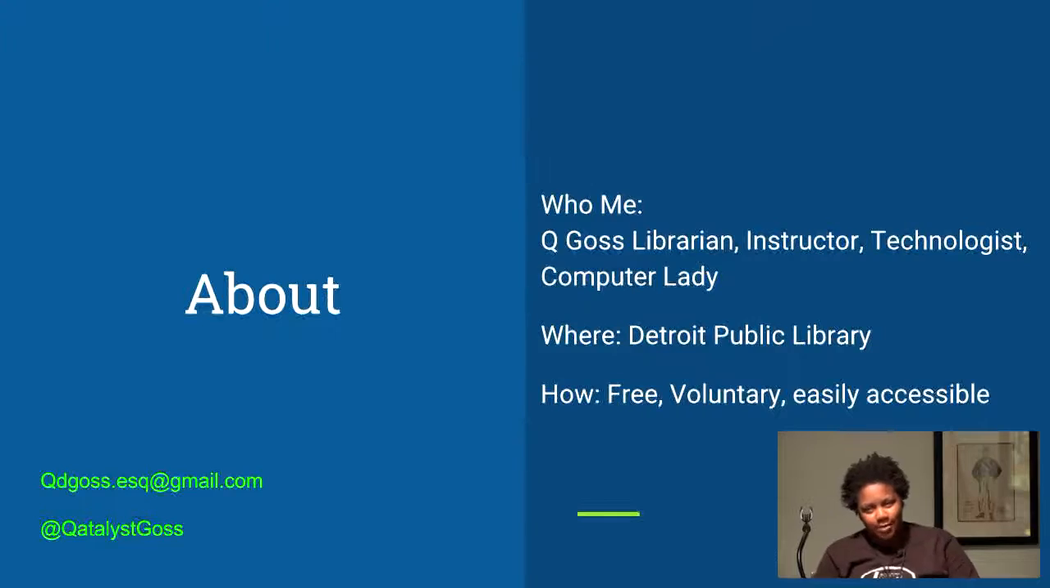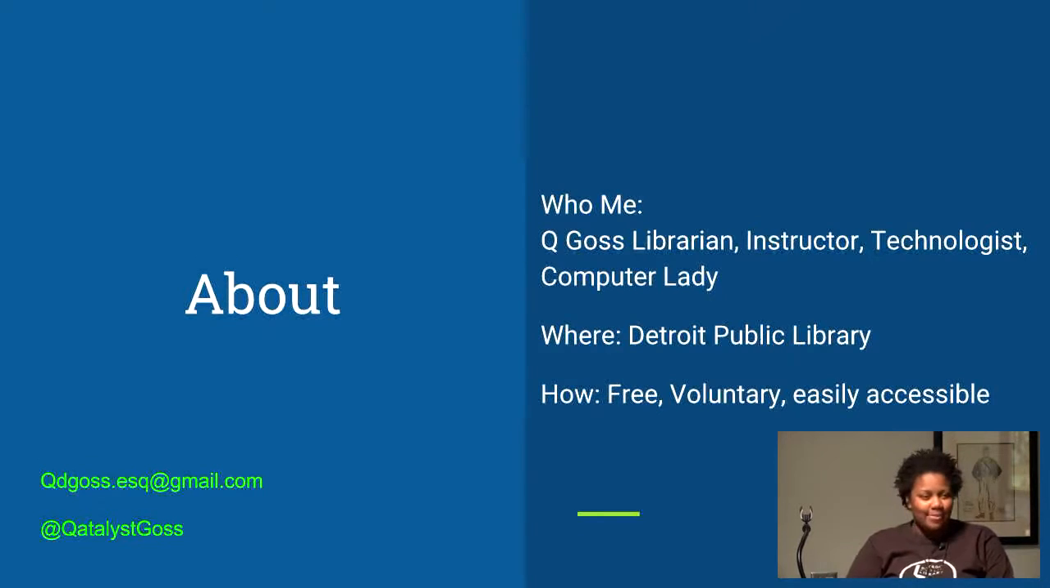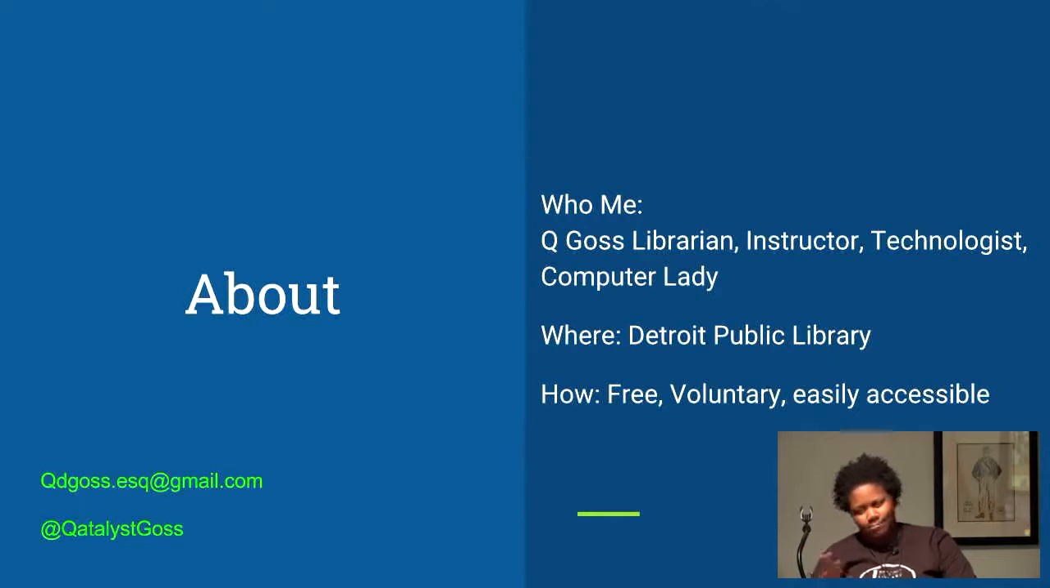My name is Qumisha Goss. I go by Q. I'm a librarian for the Detroit Public Library, or my favorite of these is Computer Lady, as the kids like to call me. Detroit Public Library has 21 branches and 1 main library and a mobile bus, bookmobile, whatever you want to call it. All of our programs are free, and all the sign-up is voluntary, and everything has to be easily accessible because it's free to anybody who walks in off the street.